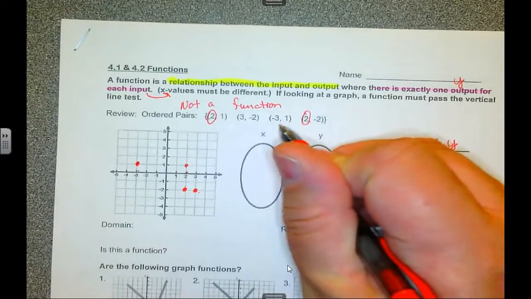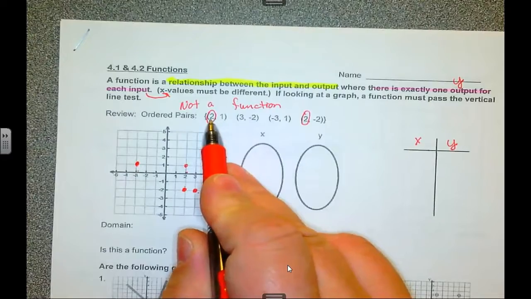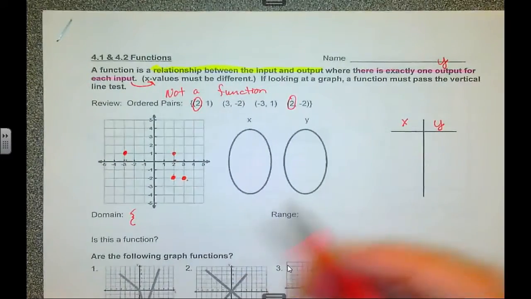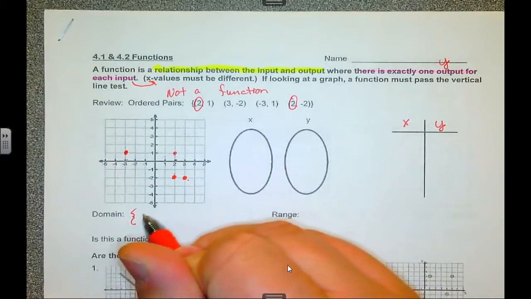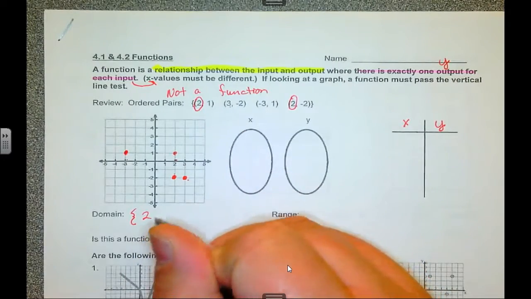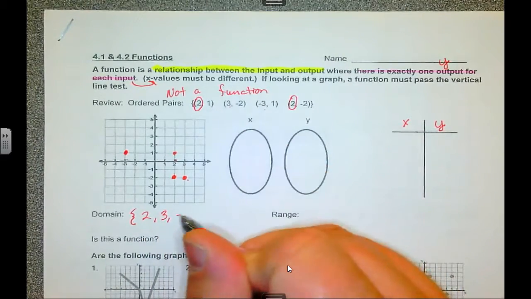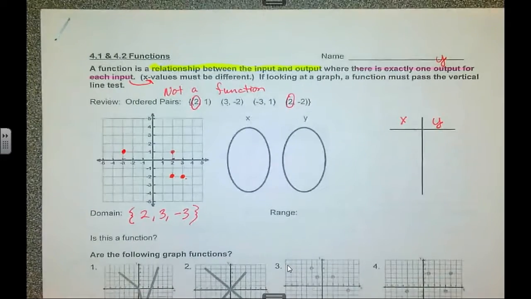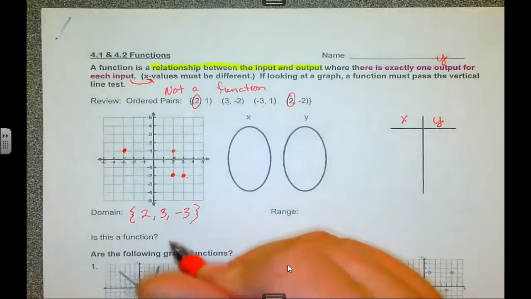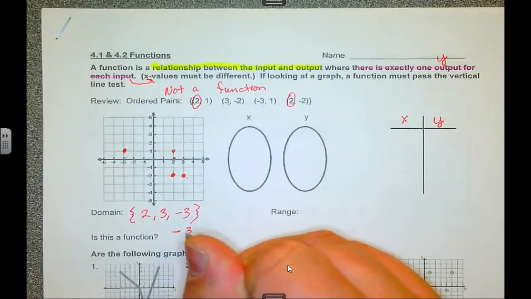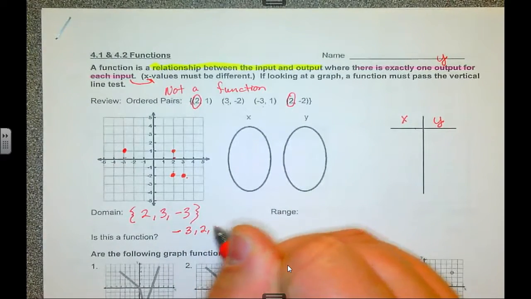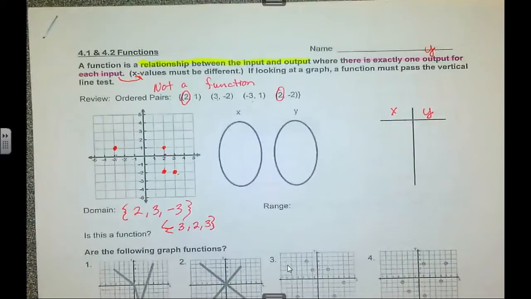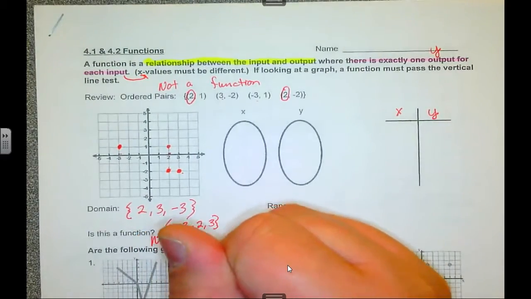My domain are my x values. So my x values again are 2, 3, -3, and 2, which I already have, so I don't need it. You don't have to put the curly brackets on there; that just means the set. If you want to make your Algebra 1 teachers really happy, you could put this from lowest to highest: {-3, 2, 3}, with your curly brackets. We already said this is not a function.